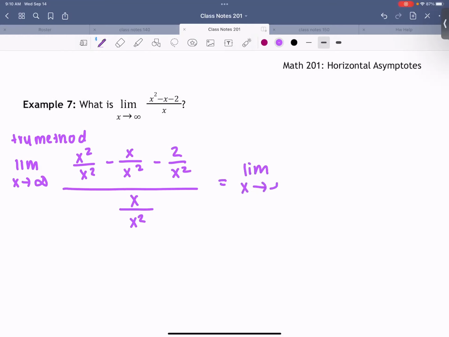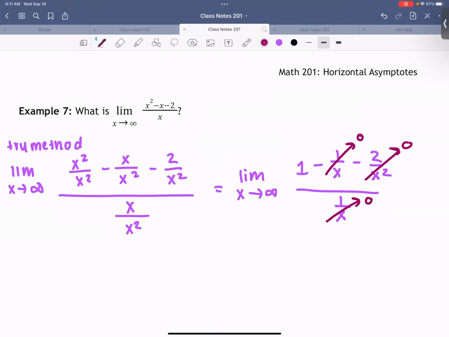Now, we've got these guys going to 0. But on the bottom, that's going to go to 0 too, right? Anything over x is going to go to 0. So this is 1 over 0. That's not going to work, right? So using this method is not the best method.